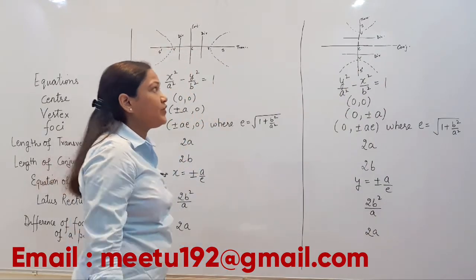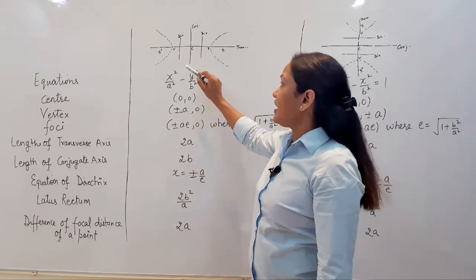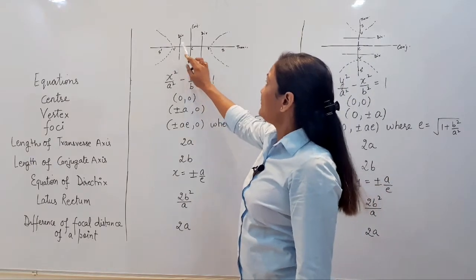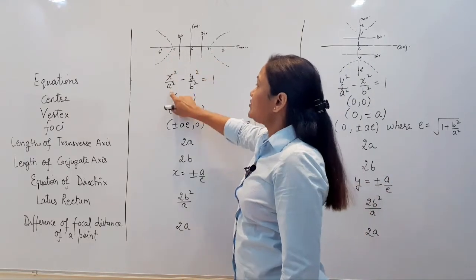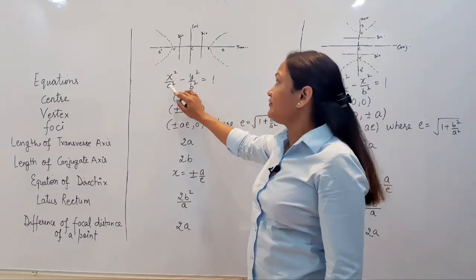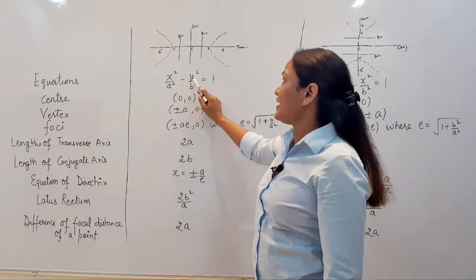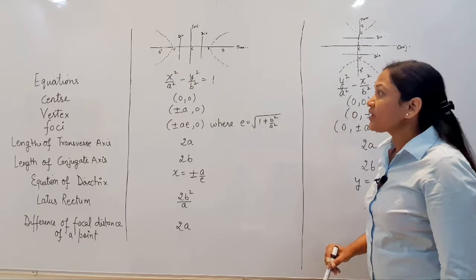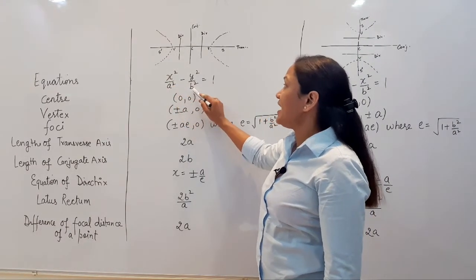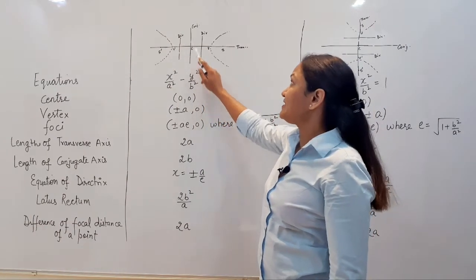Let's consider your first type of hyperbola. In this type of hyperbola, the length of transverse axis is 2a, and transverse axis is along x-axis. So, the equation of this type of hyperbola is x square upon a square minus y square upon b square is equals to 1. a is the length of semi-transverse axis and b is the length of semi-conjugate axis, and conjugate axis is along y-axis.